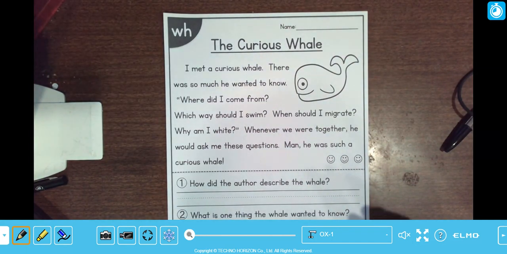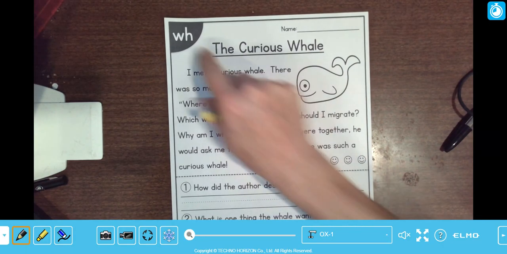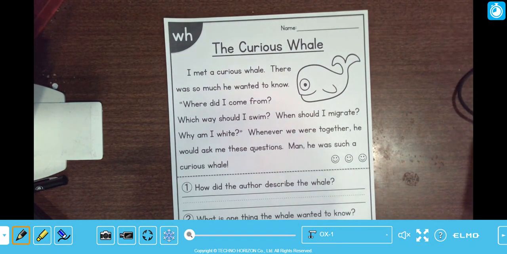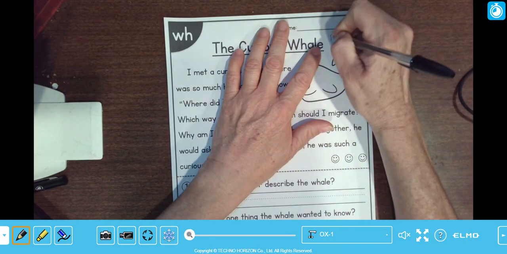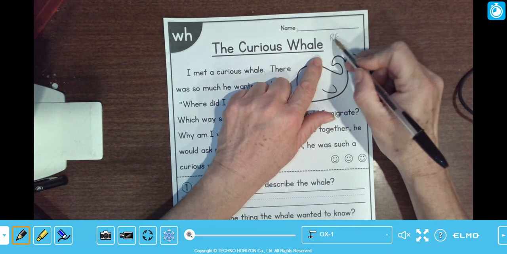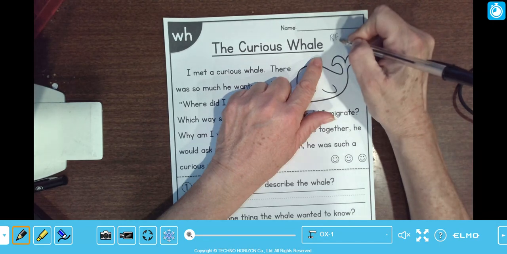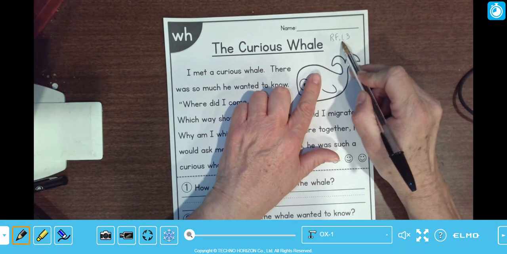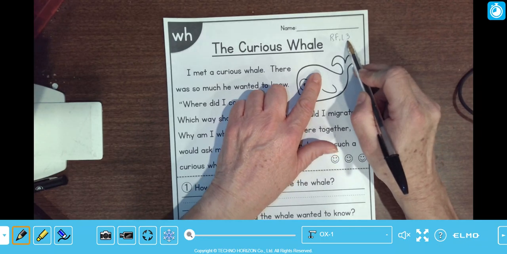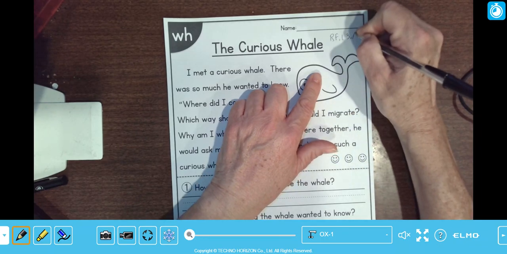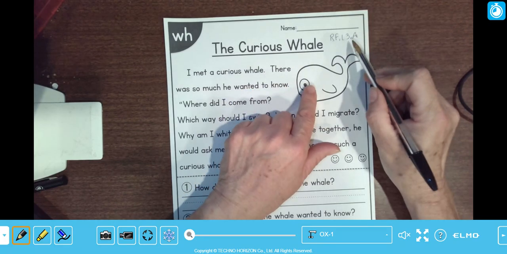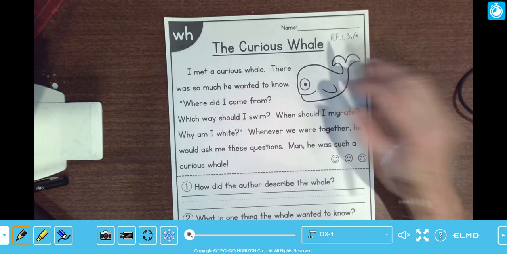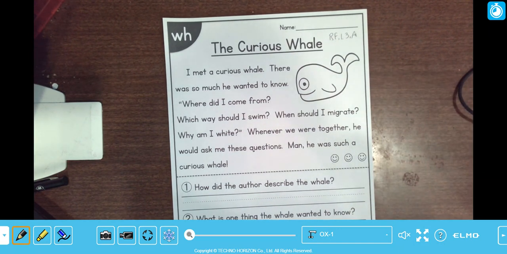So today we're going to be going over words that begin with the WH digraph. Okay, so that's RF, which is Reading Foundations, point 1, point 3. So this one means first grade, and this is the third standard in Reading Foundations, part A. So that means reading and writing digraphs, knowing the sounds of digraphs.